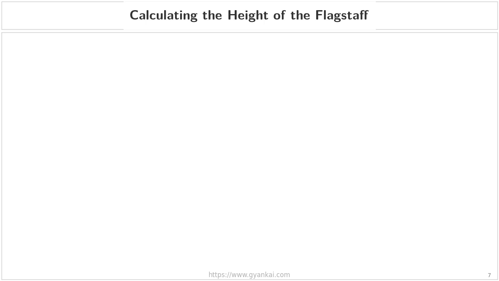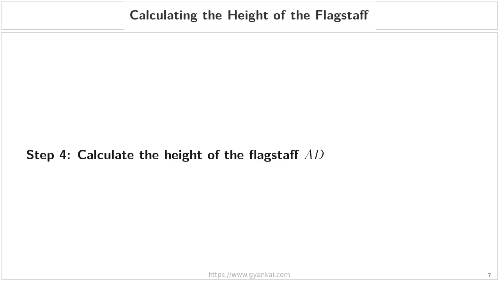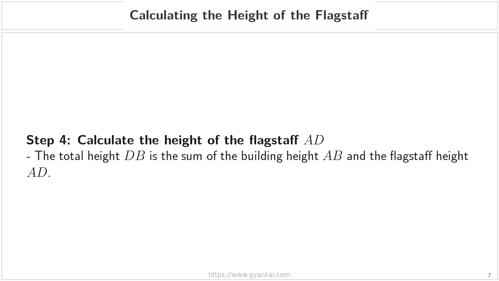Calculating the height of the flagstaff. Step 4, let's calculate the actual height of the flagstaff, which we've labeled as AD. Remember, the total height we just calculated, DB, represents the entire structure from the ground all the way to the top of the pole. This total height is actually the sum of two parts, the height of the building, AB, and the height of the flagstaff itself, AD.